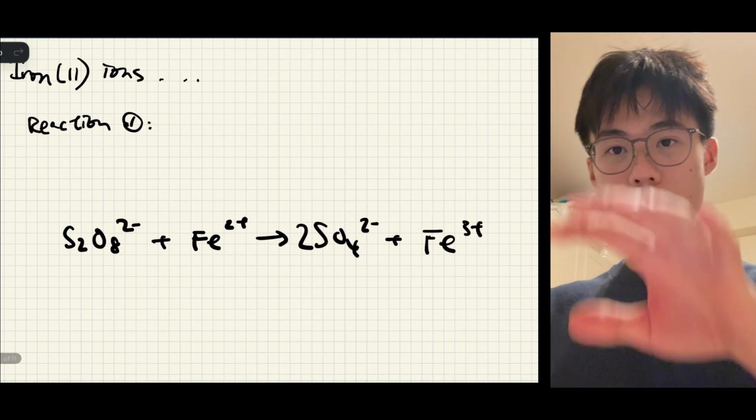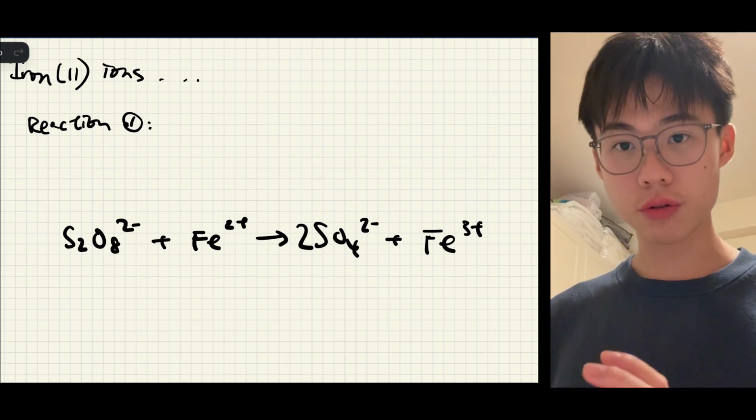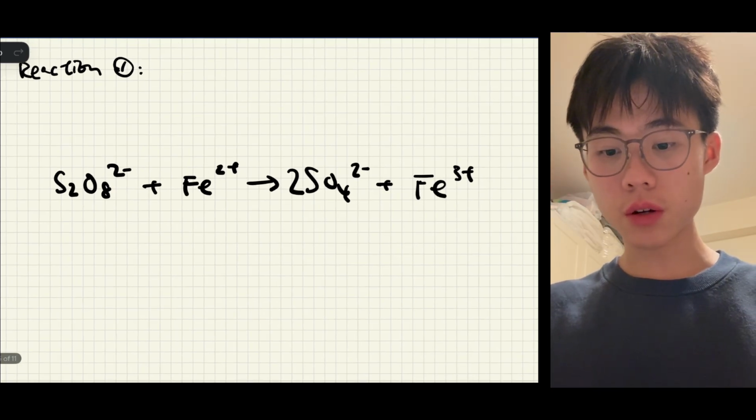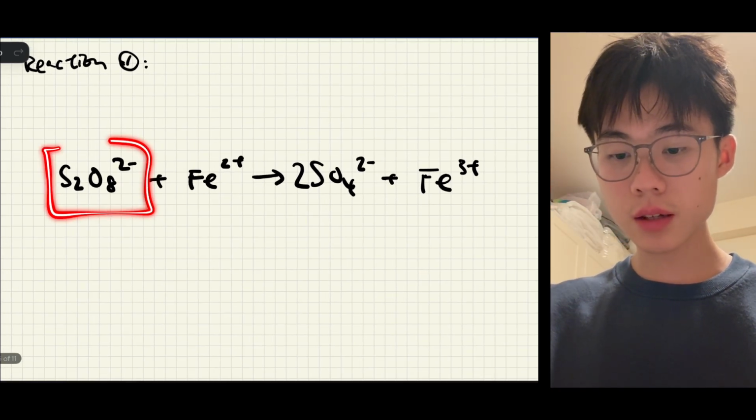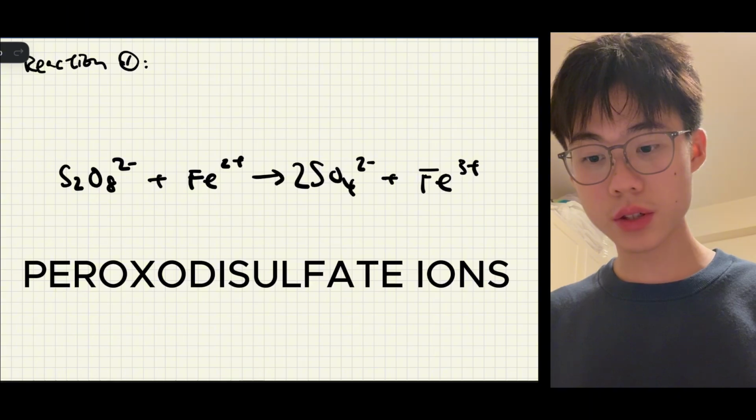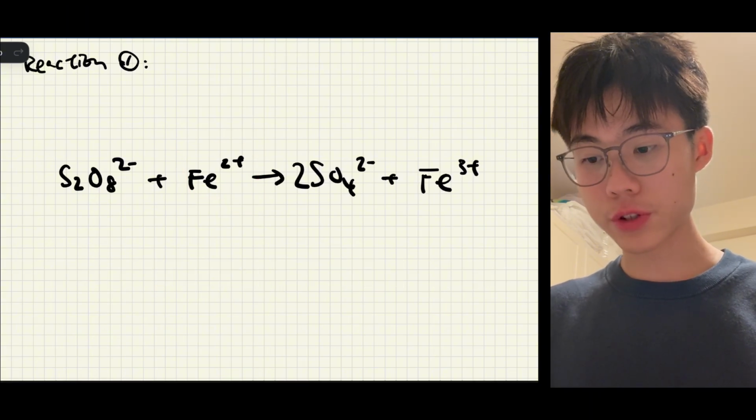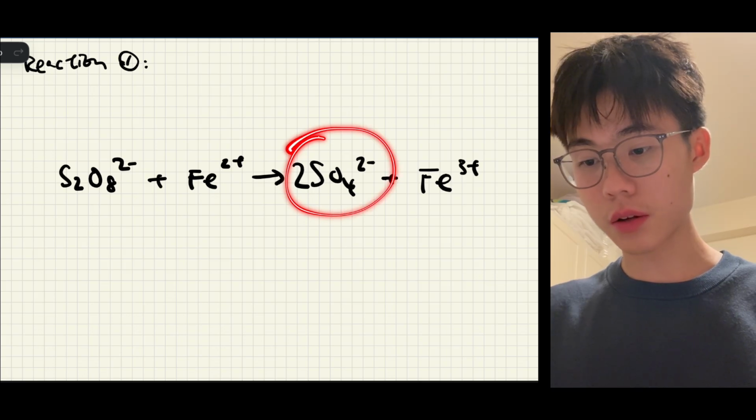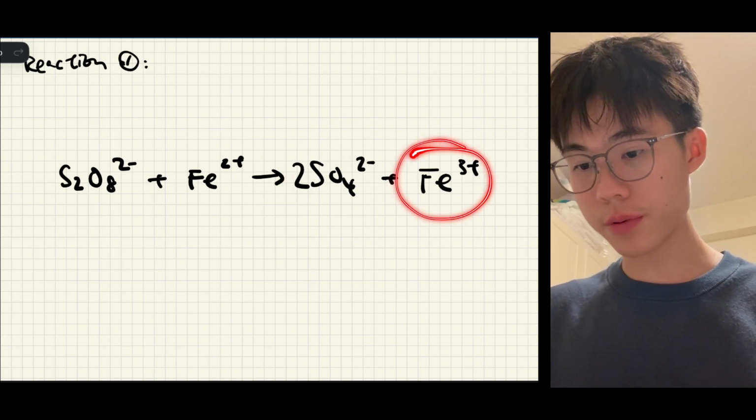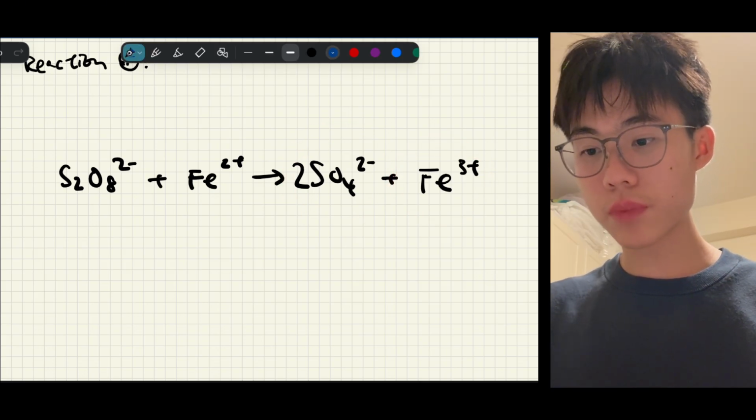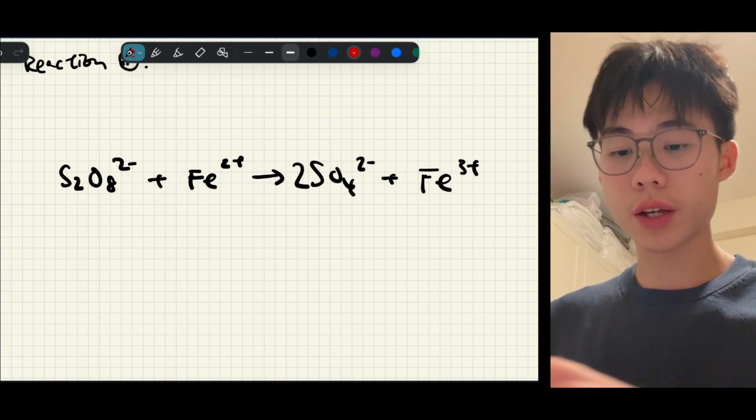So let's split it into reaction 1 and reaction 2. First of all, the peroxodisulfate ions react with Fe2+ ions to form sulfate ions and Fe3+ ions. If you look at the oxidation states, right?